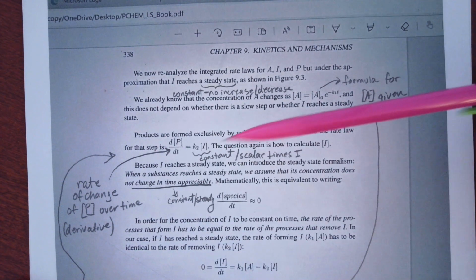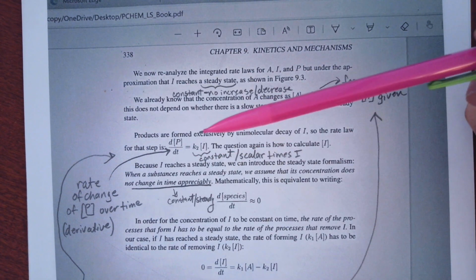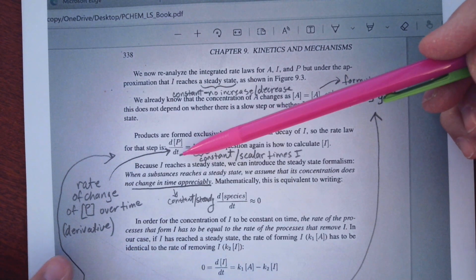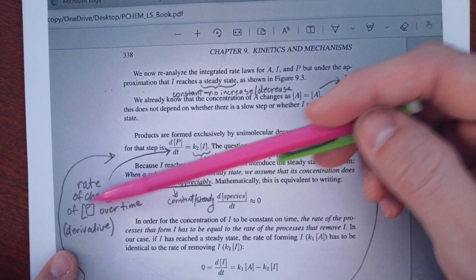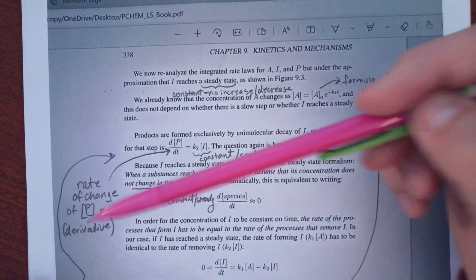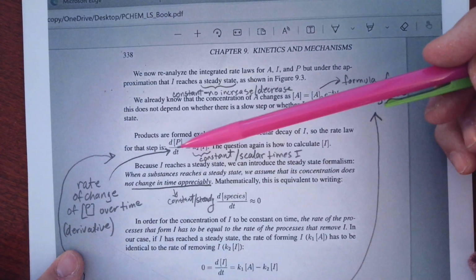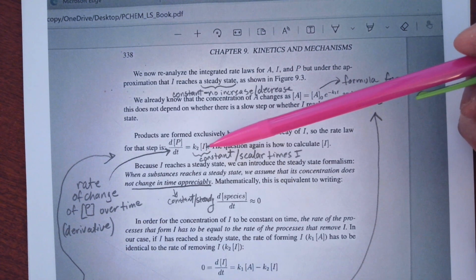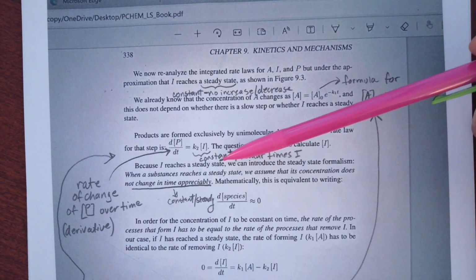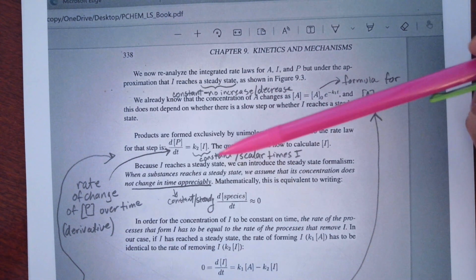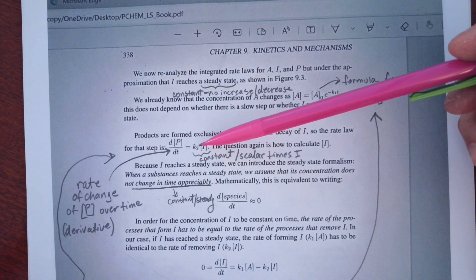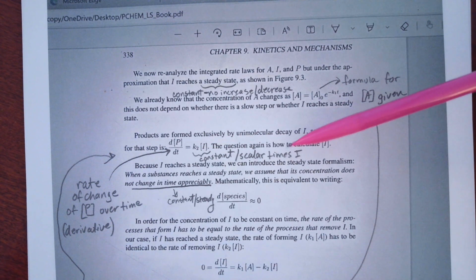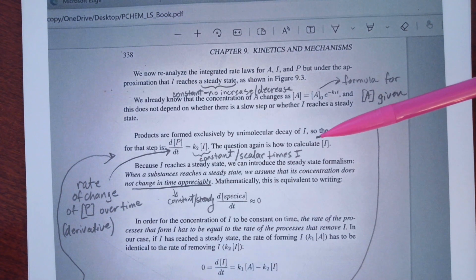So the rate law for that step is this. They are doing the derivative of P with respect to time. I don't know what P is, but they're trying to find the rate of change of P over time. So they're saying that this is equal to K2 times I. Remember, that's a constant though, because I is in a steady state. It's multiplied by K2, which I assume is just some other constant. So basically it's going to be a scalar times I, all right?